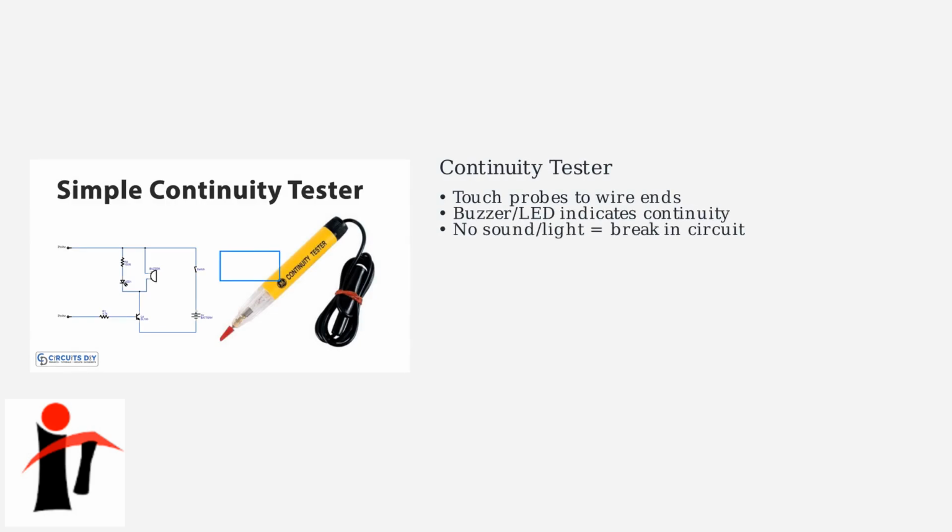Use a circuit tester to check for continuity. This device verifies that electricity can flow uninterrupted through the wiring. Touch the probes to the wire ends or terminals to confirm the circuit is complete.